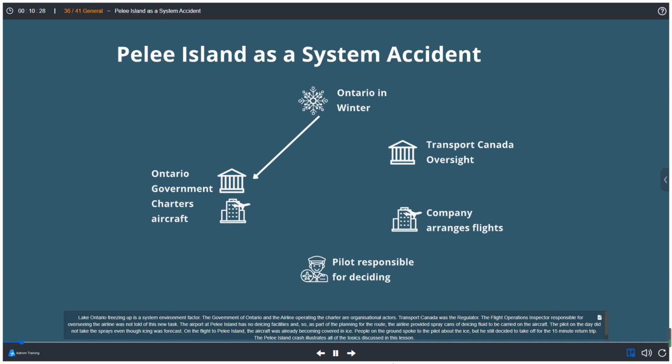Lake Ontario freezing up is a system environment factor. The Government of Ontario and the airline operating the charter are organizational actors. Transport Canada was the regulator. The flight operations inspector responsible for overseeing the airline was not told of this new task.